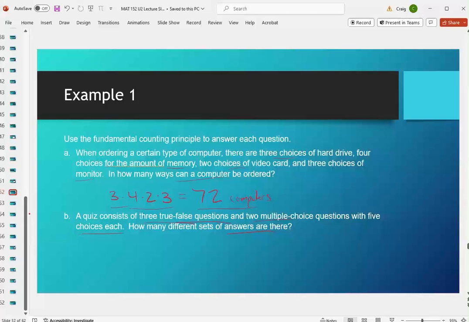So we want to multiply times 2 three times for the true-false questions. And then there are 2 multiple-choice questions with 5 choices, so we're going to multiply times 5. That winds up being 8 times 25, which is 200. So there'd be 200 answer sets here.